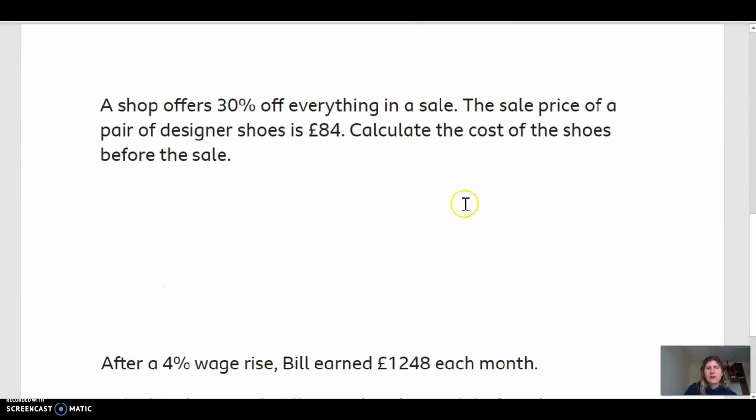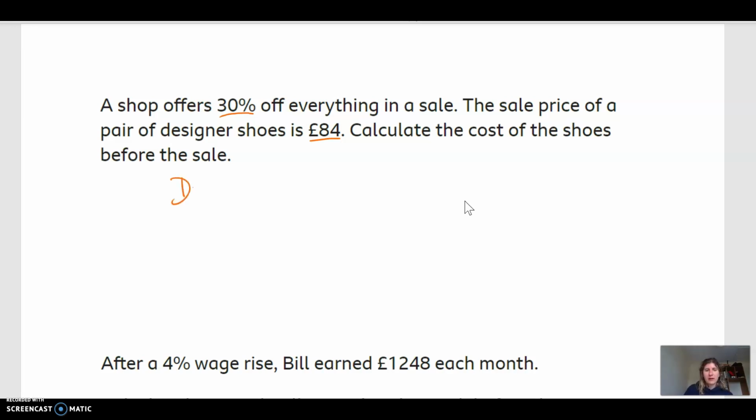Okay, so our first example is a shop offers 30% off everything in a sale. The sale price of a designer pair of shoes is £84. So we know that this shop has taken 30% off, and that final price is £84. We want to calculate the cost of the shoes before the sale.